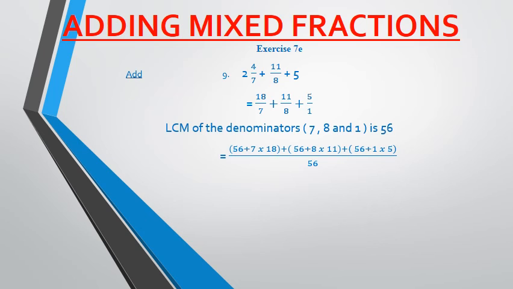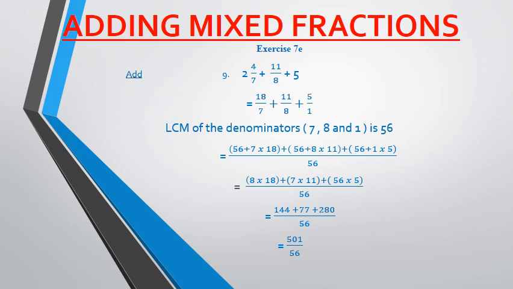Now we have to solve this, and when we solve this, what do we get in the next step? We get 8 multiplied by 18 plus 7 multiplied by 11 plus 56 multiplied by 5 upon 56, which in turn is equal to 144 plus 77 plus 280 upon 56. And when we add these numerators, then what do we get? We get 501 by 56.